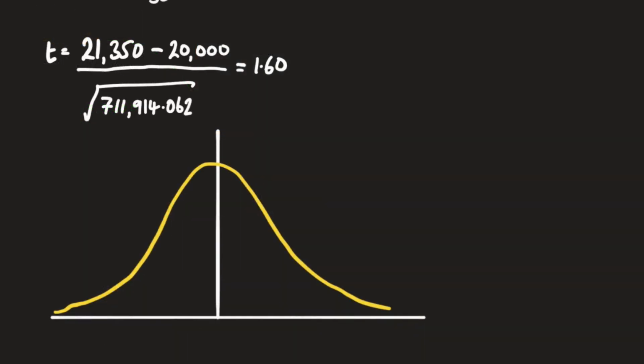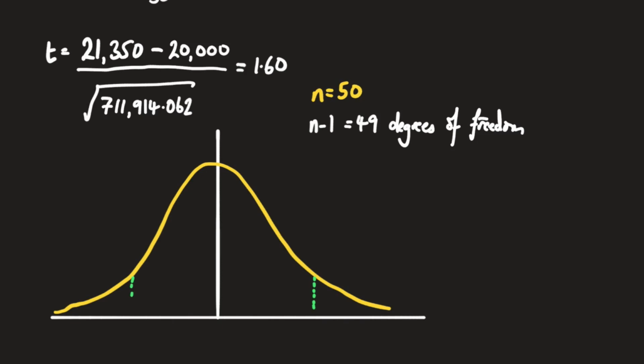Now, in this case, we've got 50 observations. Remember, when we estimate the variance of y, we lose a degree of freedom. So we're going to have to look up the critical value from the t-distribution with 49 degrees of freedom. And if you look up the critical value at the 5% significance level, you'll find that the most extreme 5% of outcomes are to the right of 2.01 and to the left of minus 2.01.